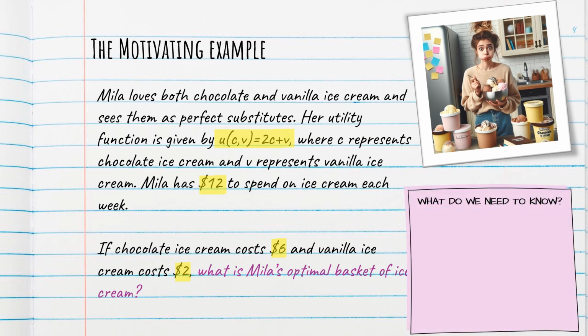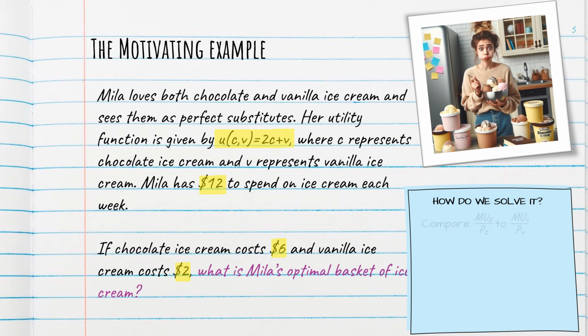So what do we need to know to solve this utility maximizing question? We need to know the consumer's utility function, the prices of each relevant good, as well as the consumer's income. How are we going to solve this question? We cannot use the standard tangency condition because Mila's indifference curves are lines and budget constraints are lines. And so there's really only one scenario where they can be tangent to each other, and that may not be the solution. So we have to rely on a more intuitive method.